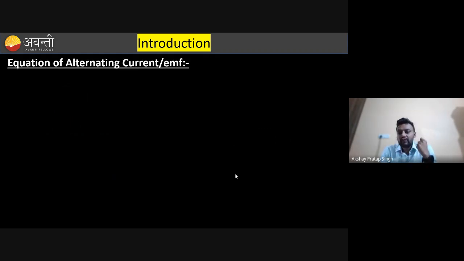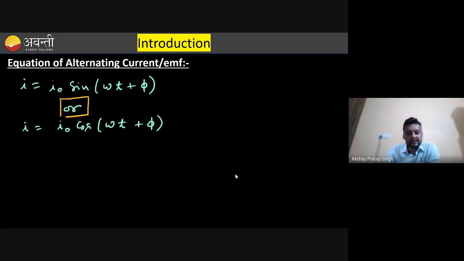So, equation of alternating current. Now, everybody knows these equations. I'm just describing them. You can represent an AC as I equals I naught sine omega t plus phi. It can be plus or minus phi; you can use either. In another format, you can say I equals I naught cos omega t plus or minus phi. I will describe each and every term here as well.